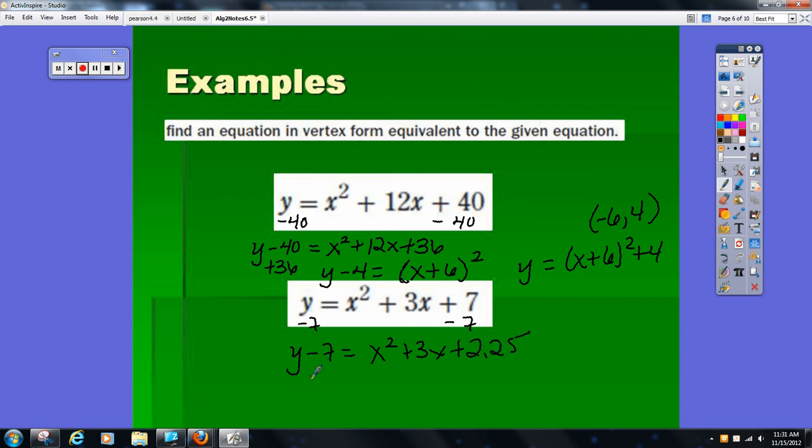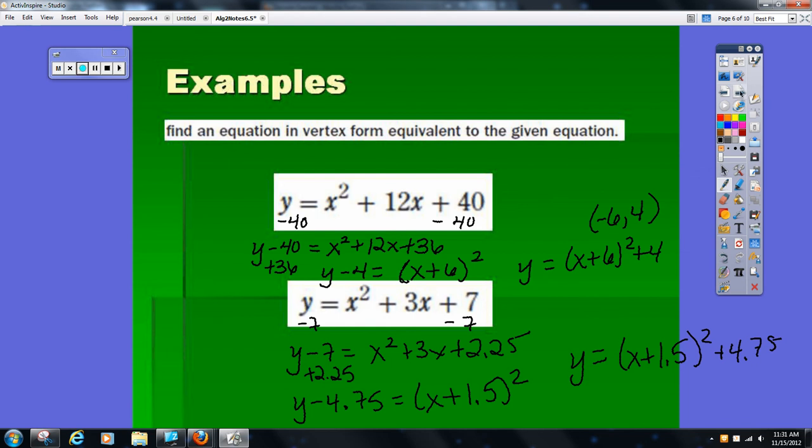What you do to the right, you have to do to the left, or vice versa. So negative 7 plus 2.25 is negative 4.75. What was this when I cut it in half? 1.5 quantity squared. You can get all the way y by itself. The bell's going to get ready to ring here, guys. Okay, that vertex is at (-1.5, -4.75).